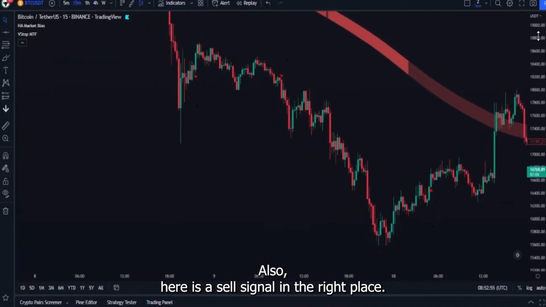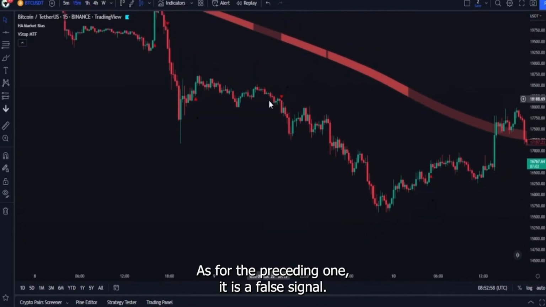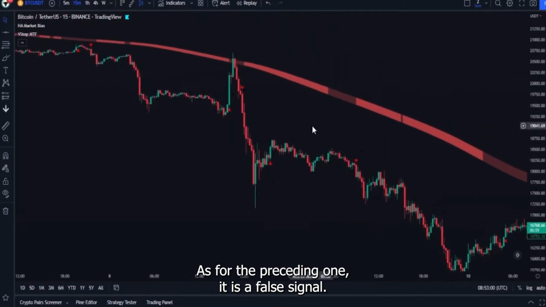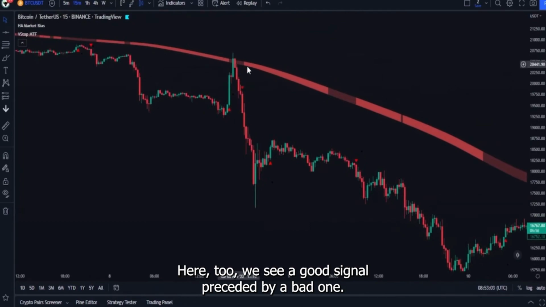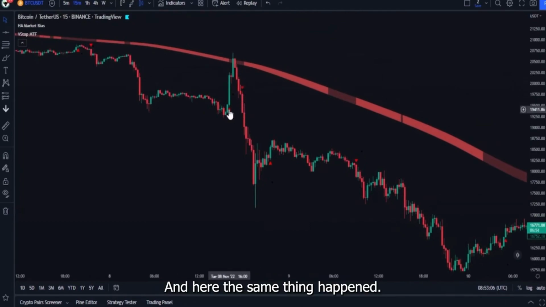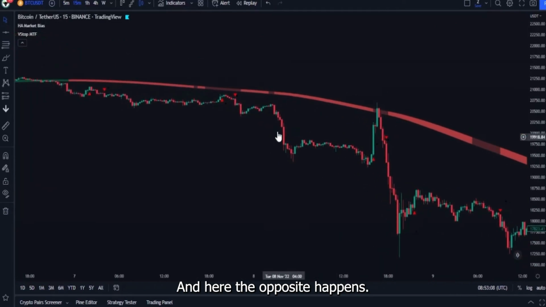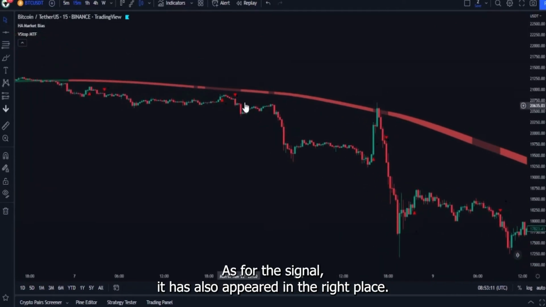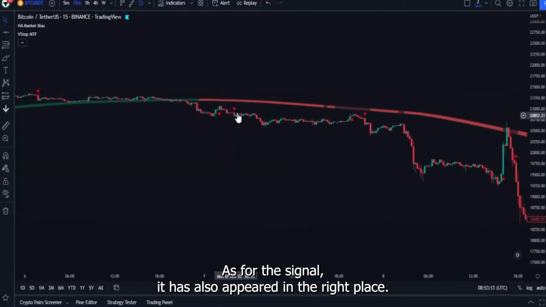Also, here is a sell signal in the right place. As for the preceding one, it is a false signal. Here too, we see a good signal preceded by a bad one. And here the same thing happened. And here the opposite happens, a sell signal in a buy area. As for the signal, it has also appeared in the right place.